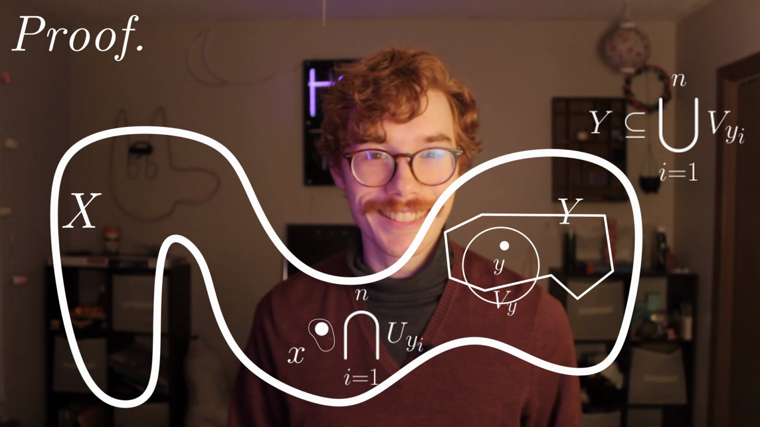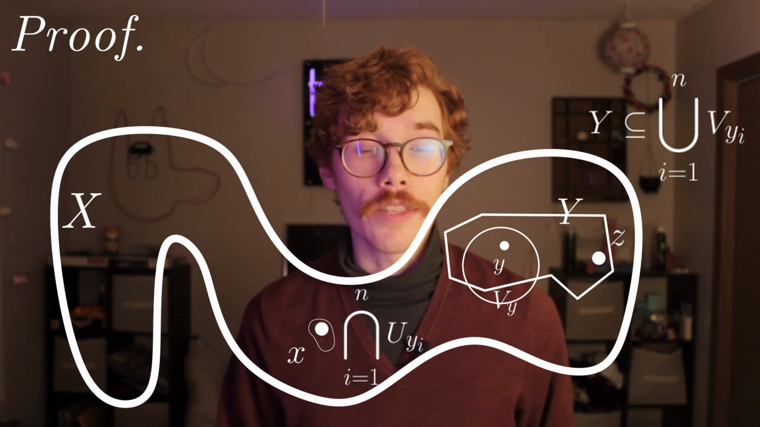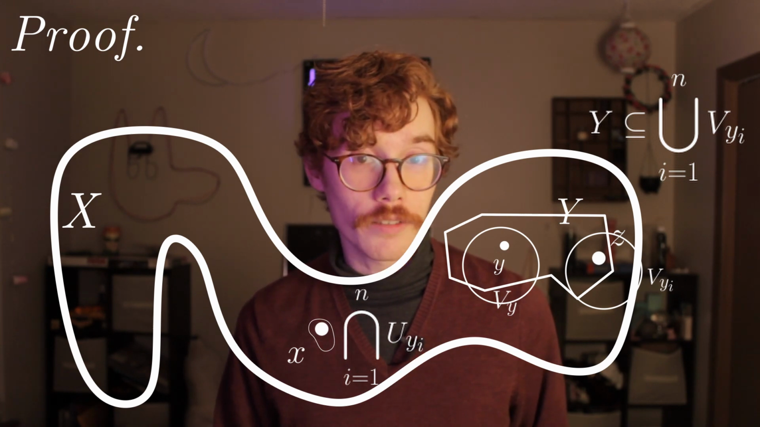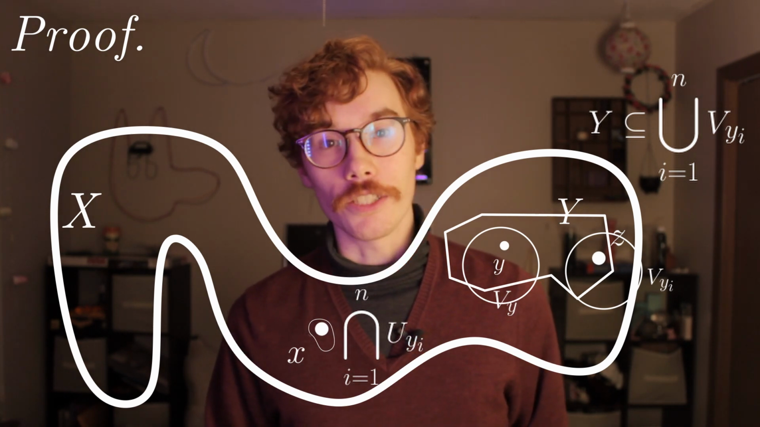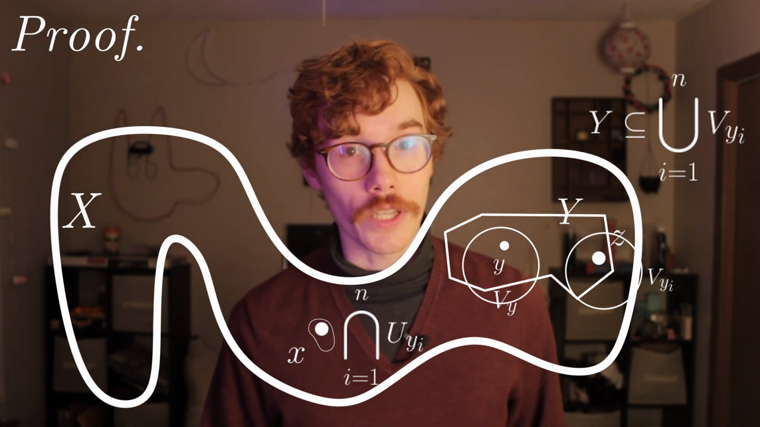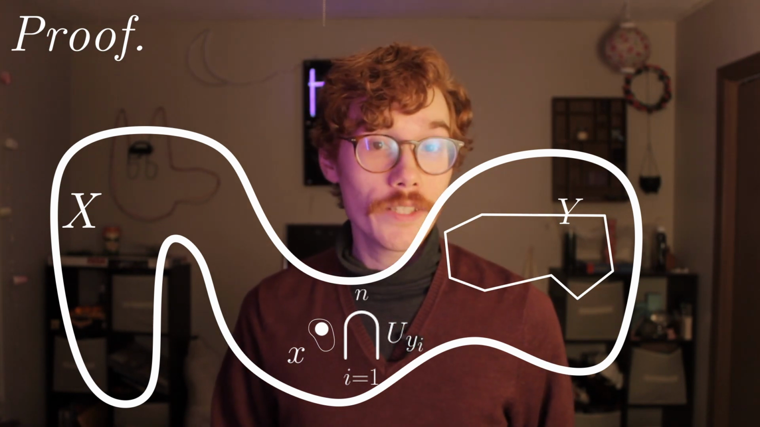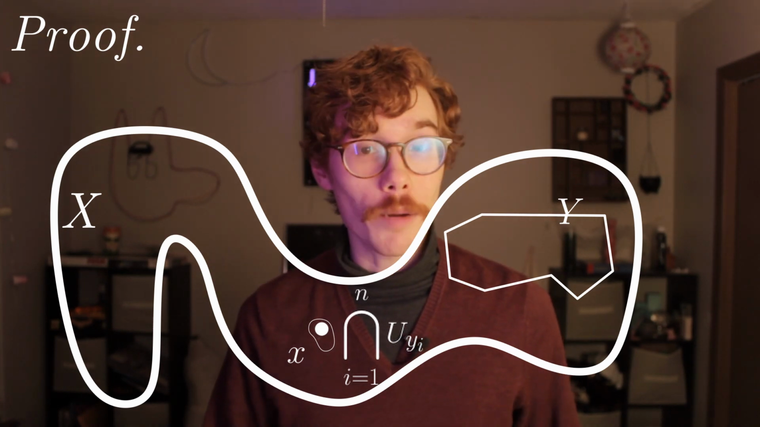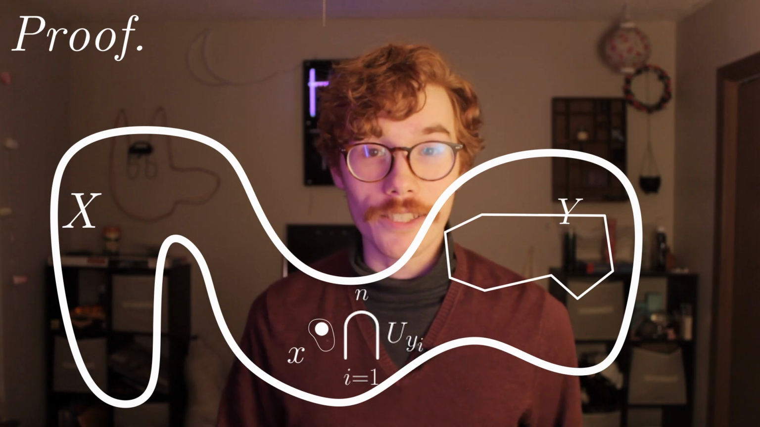Yeah, it is. If z is some point in Y, then z lives in V sub y i for some i between 1 and n. So, correspondingly, z is not in U sub y i because the two are disjoint. Thus, z is not in the intersection of the U sub y i's. So, we squeezed a neighborhood into X minus Y. So, X minus Y is open, and thus its complement, Y, is closed, as we needed to show. Therefore, in a Hausdorff space, if you have a compact set, then it is closed.